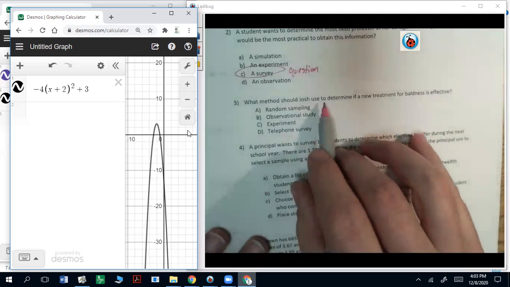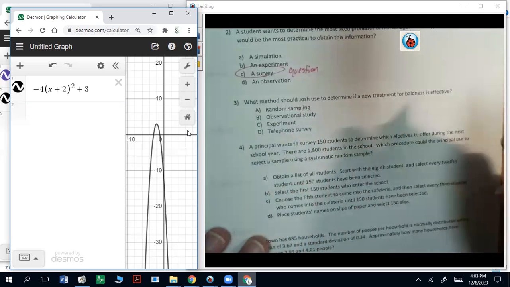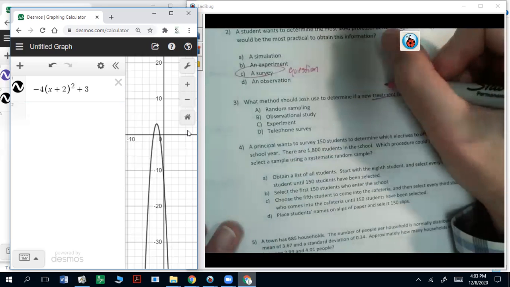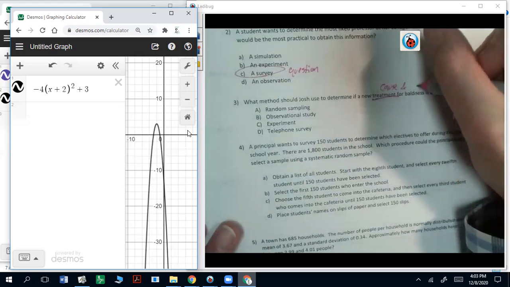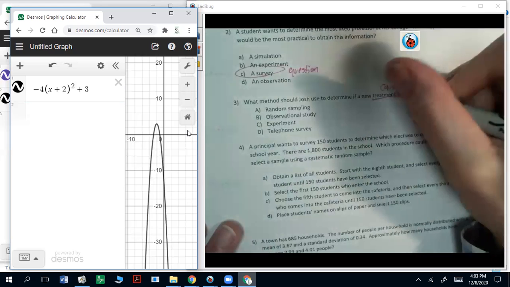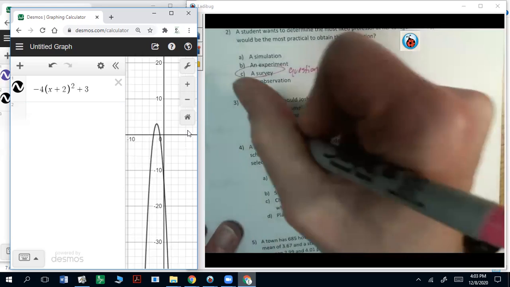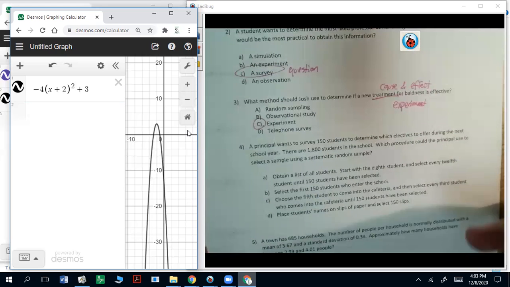What method would Josh use to determine if a new treatment for baldness is effective? With treatments, we want to see if something works. So we want to determine cause and effect. So we do an experiment to determine if something works.